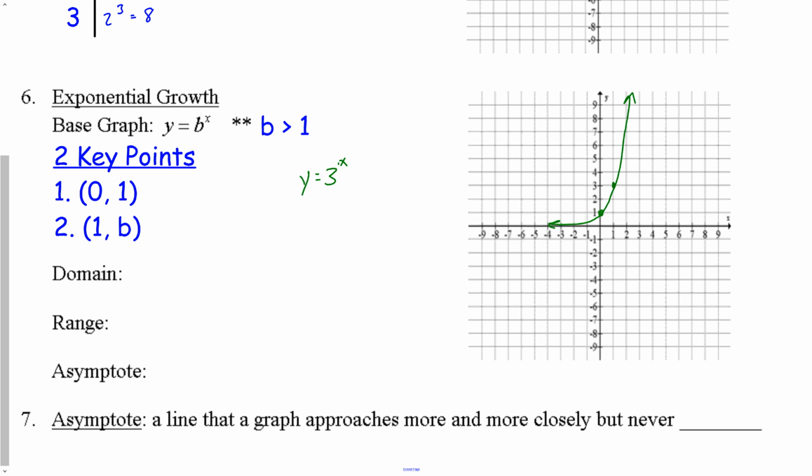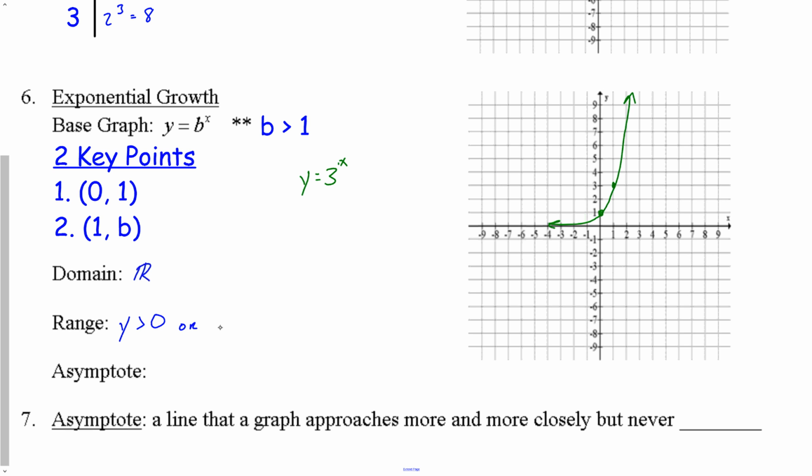The domain of this graph, the x values that we could use, if you look at the arrows, the arrow that goes up is still going to the right a little bit as well, and the arrow on the left is pointing to the left. So the domain of an exponential growth is always all real numbers. The range is y is greater than 0. Notice I did not say greater than or equal to 0.